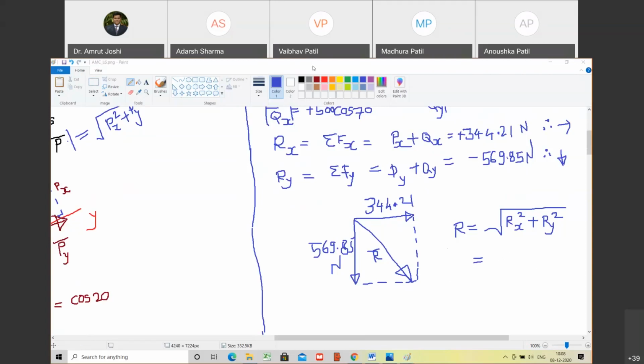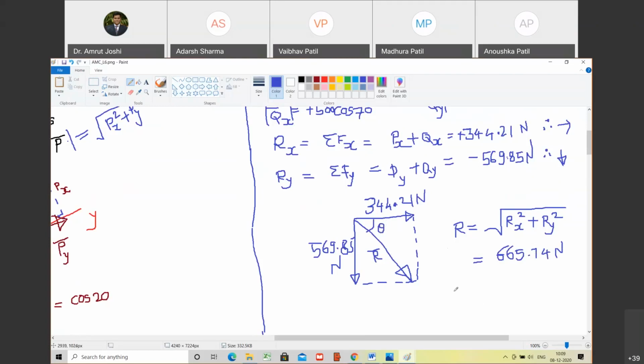665.74. How much? 665.74. 665.74 Newton. Are you with me? Of course, I have to write Newton here as well. 665.74 Newton is the magnitude. And now I want to calculate the angle made by this R bar with reference to x axis.